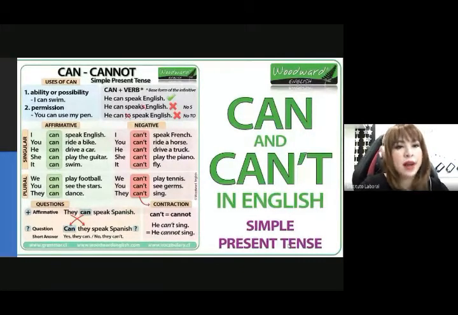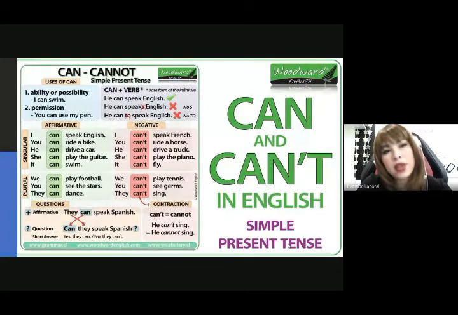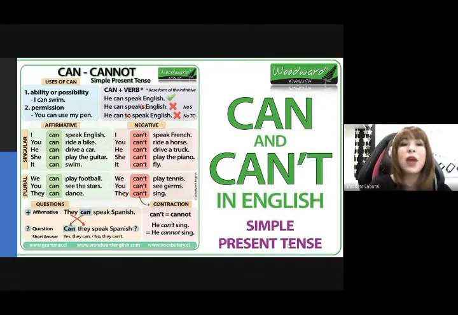So let's start with can and cannot. Those are modal auxiliaries that we use when we want to express a possibility. You have the ability to do something or the possibility to do something. This is how we use can and can't in English. Most of the times we use can and cannot for simple present tense. Okay, here we have the two uses.